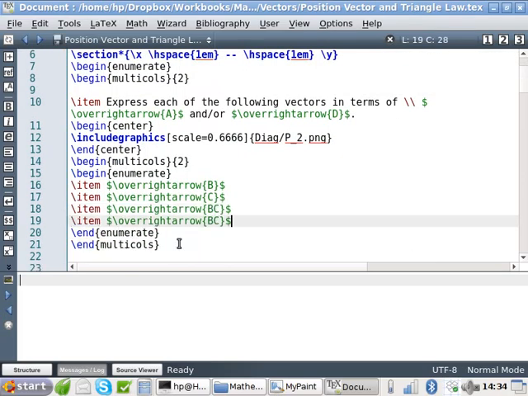Just one sec. What one did I give you? M, wasn't it? Yeah. But our answer is different. Okay, let's check it. The midpoint of M. Okay.